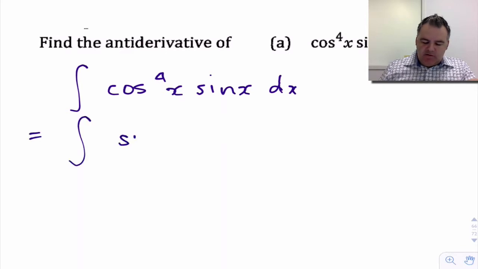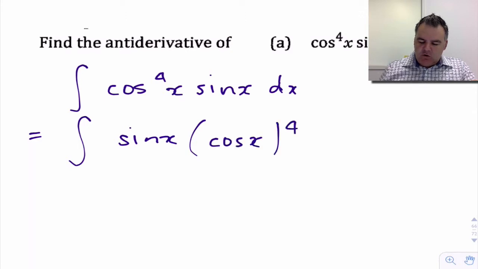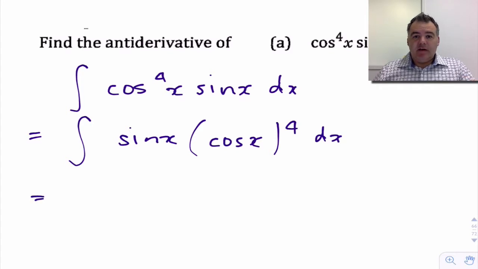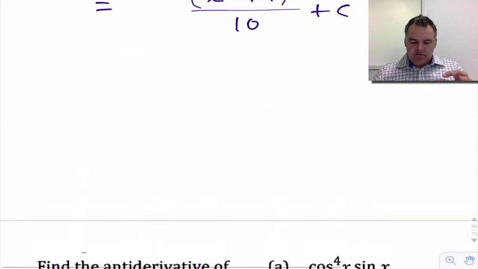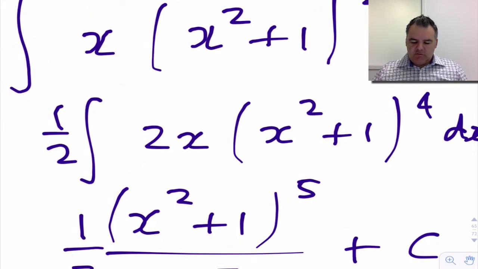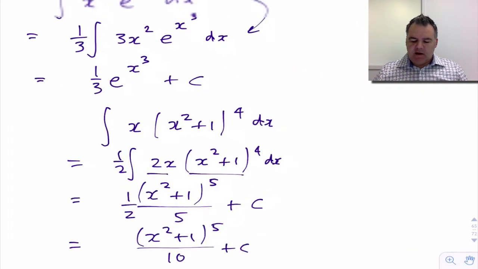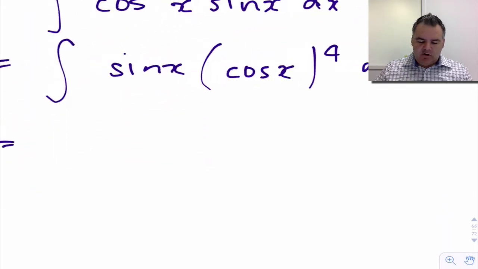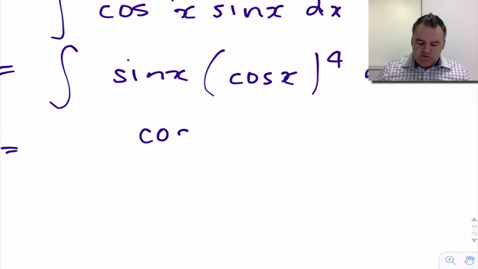So you've got sine of x at the front here, and think of it like this, cos of x to the power of 4. Okay, the derivative of cos of x is sine of x. So this is exactly like that last one, exactly set up as I want it. So I've got derivative and then the original function to the power of something. So I'm going to guess that my answer is cos of x to the power of 5 divided by 5.